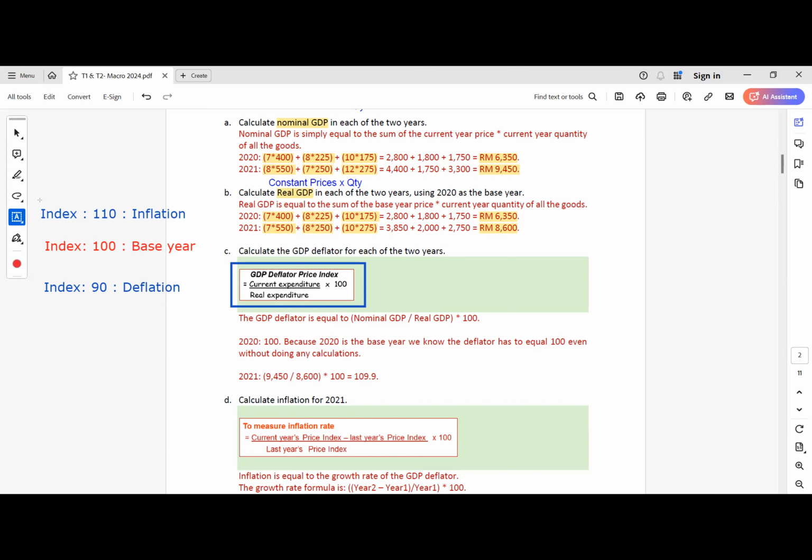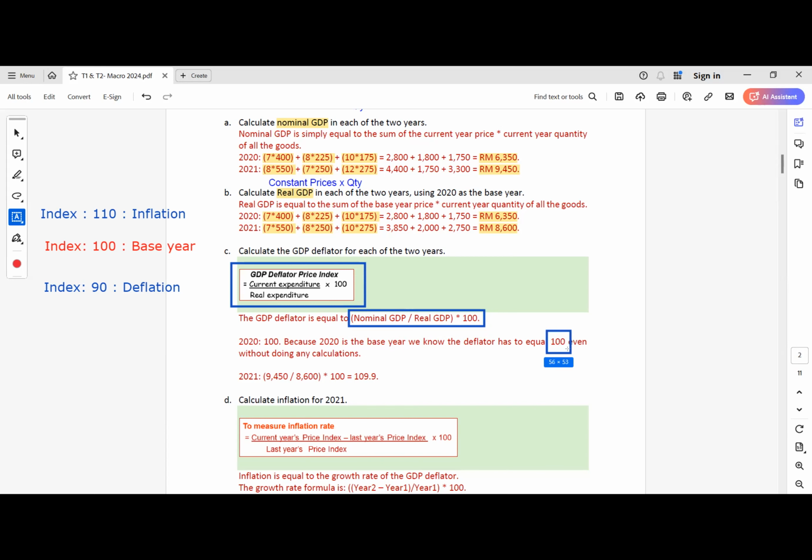Now, 2020, I already say it's a base year. That means neither inflation nor deflation. Do I still need to do any calculation? No need. Straight away it becomes 100. Why? Because that's a base year. I already say base year is a year with no inflation and deflation. So it's 100, because we already say 2020 as the base year in the question.